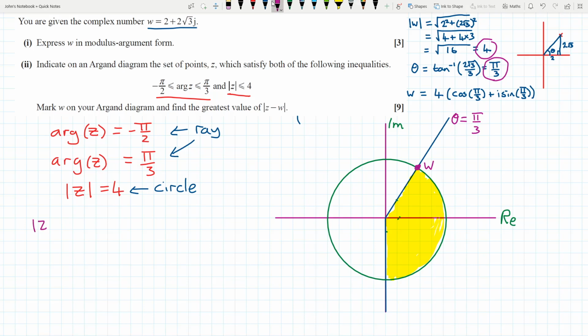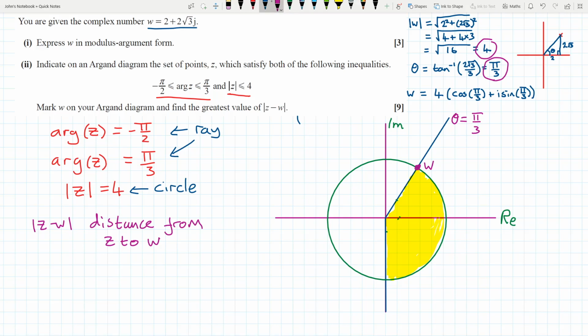It then says, find the greatest value of the modulus of Z minus W. Now, Z minus W we can think of as being the distance from Z to W. So I want to find the point Z, which I know has to be in the shaded region, including the boundaries, that is as far away from W as possible.